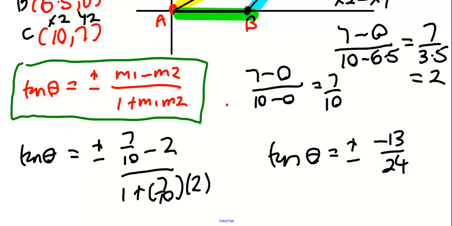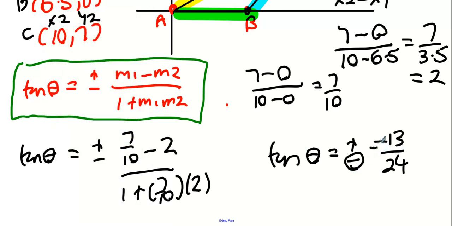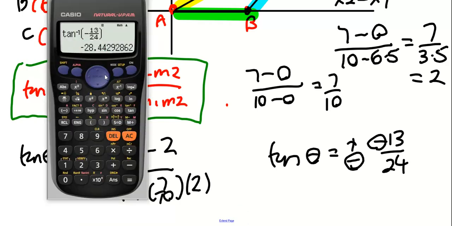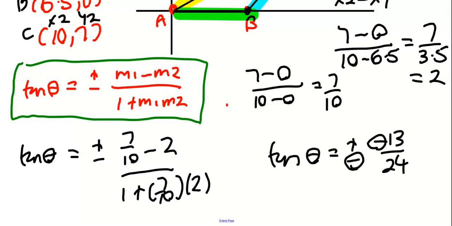And you can take the positive or the negative here. Okay. So we're just going to go shift tan inverse, and we might do minus 13 over 24. And what we get here is minus 28.44. Now, 2 minuses make a plus. If I multiply this minus by this minus, it makes a plus. So I could also do the positive version of that. And the answer is 28.44, because we can see that it's an acute angle. So the answer is angle BCA is 28.44.